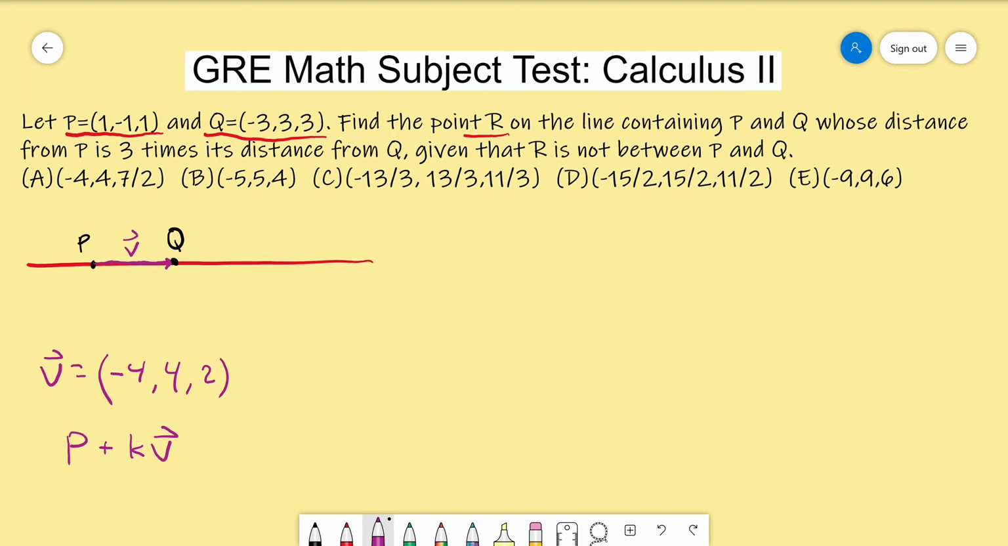Now, we're looking for some point R whose distance from P is 3 times its distance from Q. In other words, it's farther from P than it is from Q. So it's somewhere over here. We don't know exactly where. Maybe it's over here. Maybe it's over here. I don't know. So we're looking for this point R.